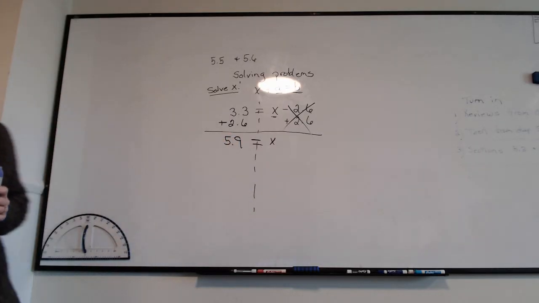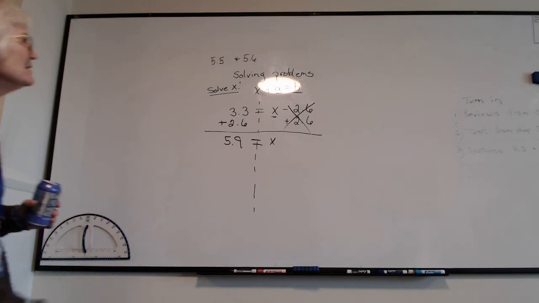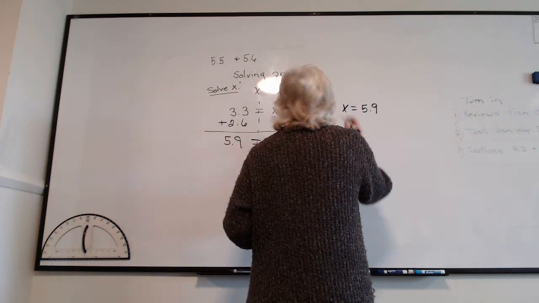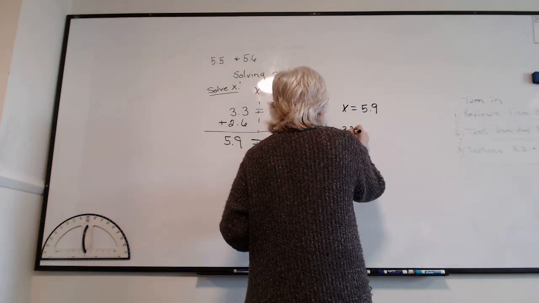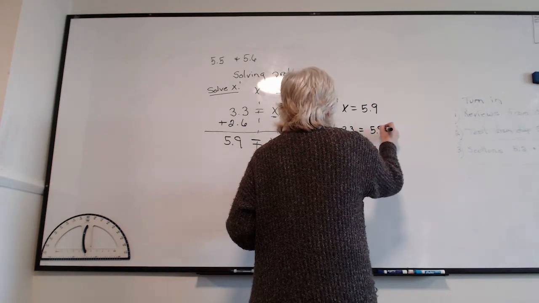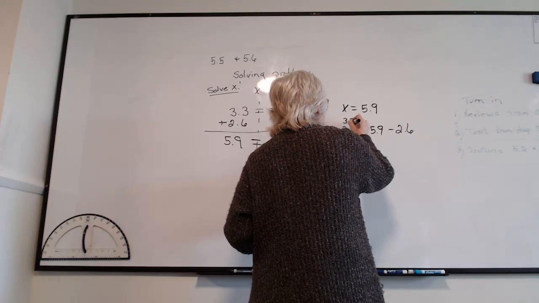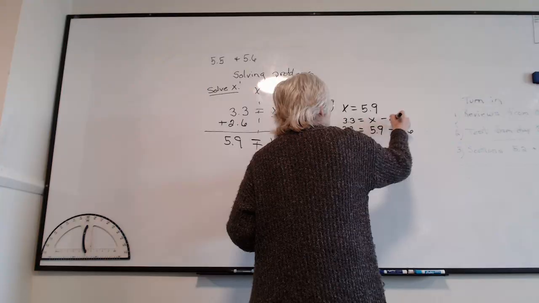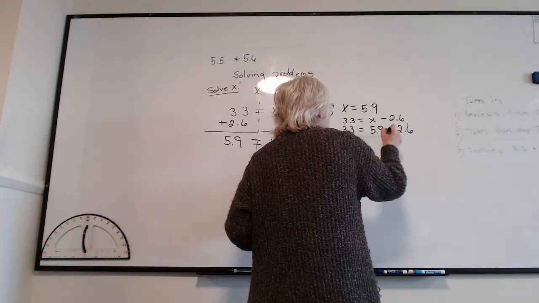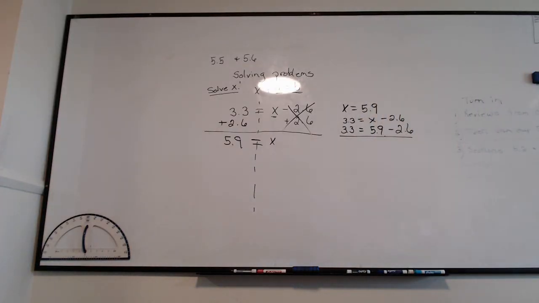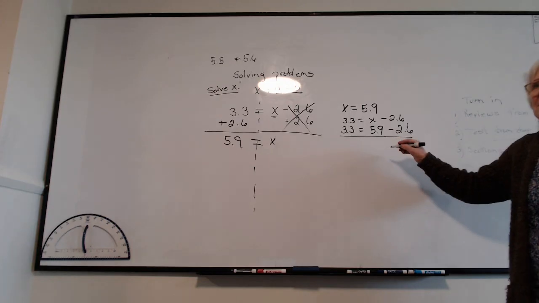5.9 is the number that when I subtract 2.6 from it, I get 3.3. Okay, so my answer to this equation is that x equals 5.9 because 3.3 is equal to 5.9 minus 2.6, because my original equation was 3.3 equals x minus 2.6. So instead of x, I write the 5.9 in. If I do my work there, I will have a true statement. Does that make sense there?